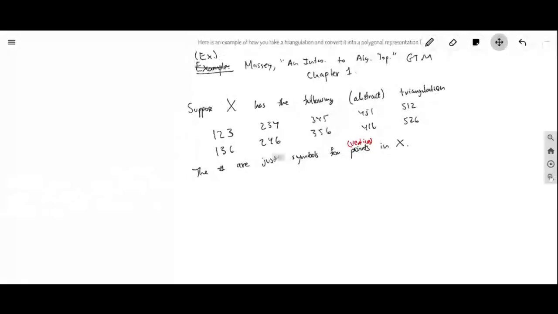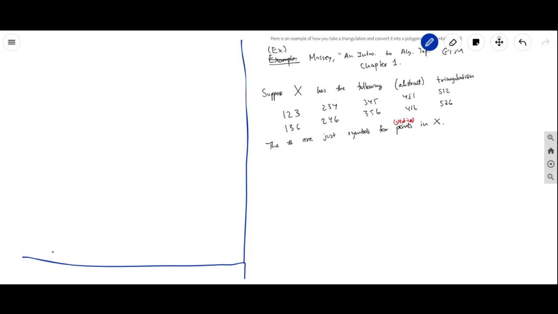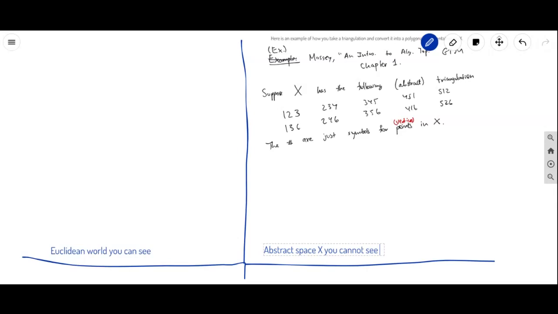Okay, so here's what we're going to do here. Here's how you're going to get your polygonal representation. We're going to draw a divider over here. We're going to write over here, this is the Euclidean world you can see. And this is the abstract space you cannot see. So all of these vertices, you see they're on this right side, you cannot see them. So 1, 2, 3, there are 3 points. But what it means is we can draw 1, 2, 3. This is a triangle in the Euclidean world.